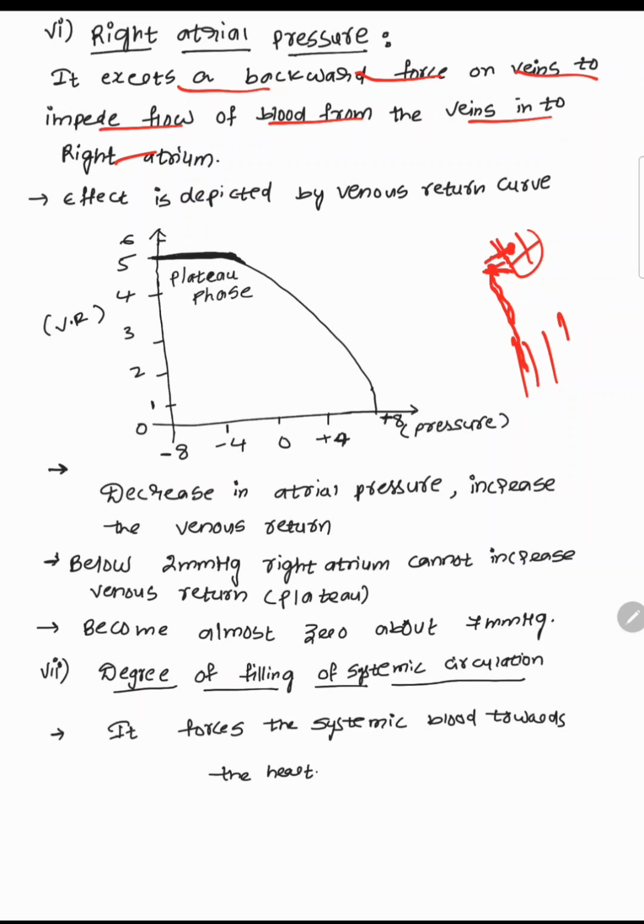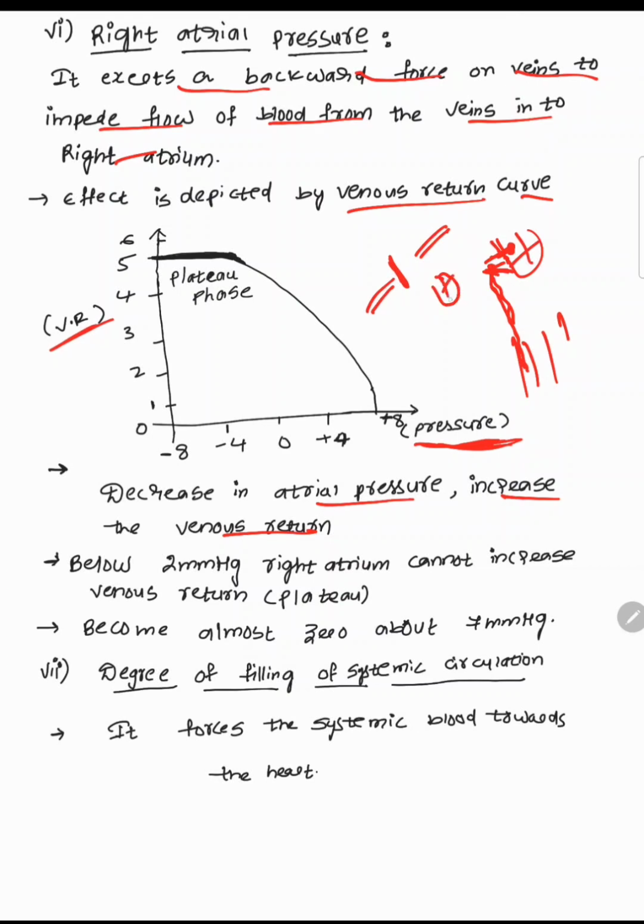Okay, the effect is depicted by the venous return curve. You draw this curve. See, this is the pressure, right atrial pressure. This is the venous return. Decrease in atrial pressure increases the venous return, right? Because if something is flowing like this and you are obstructing it by some pressure, so that it won't move to the respected place, right? You understand it like this only.